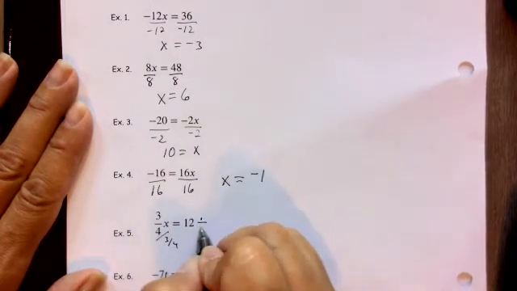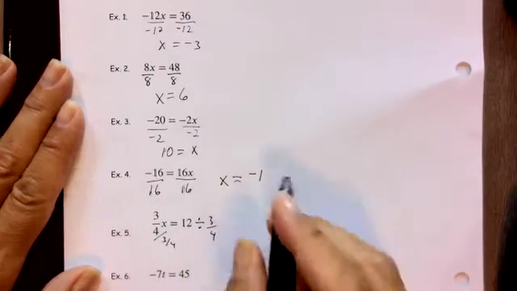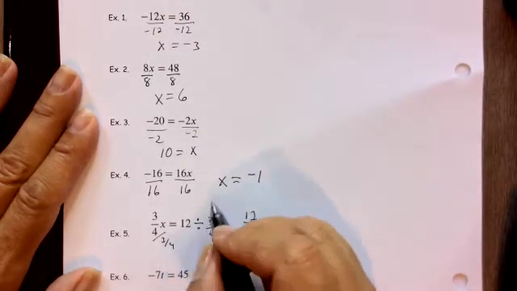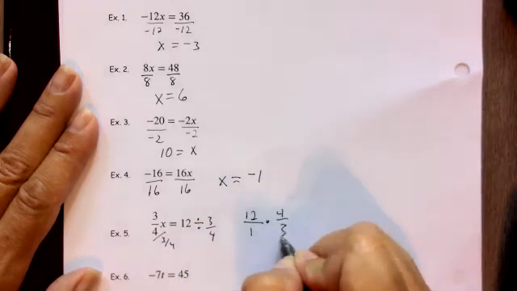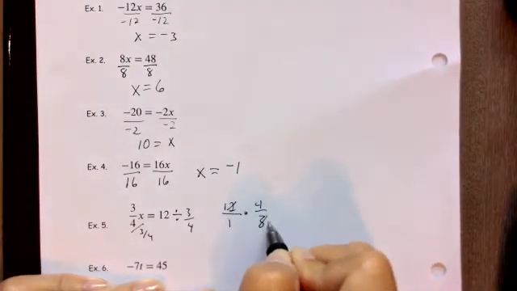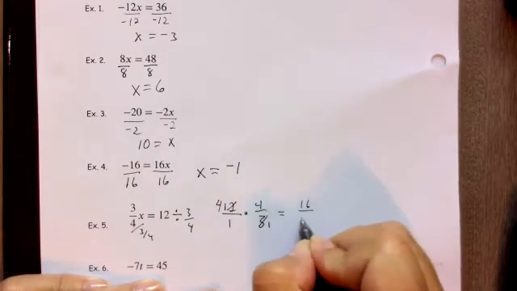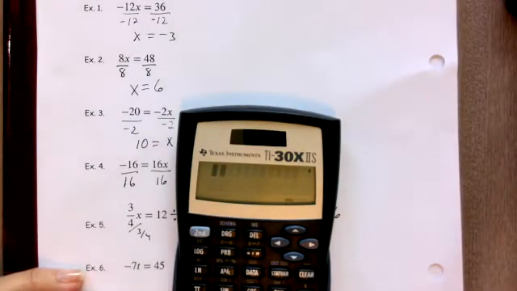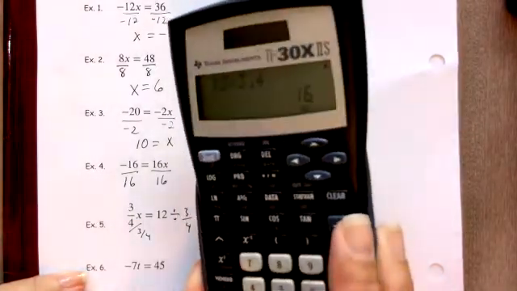Here, I'm going to divide both sides by 3/4. So I wrote it like that here, I wrote it like this over here. If I'm dividing by a fraction, I multiply by the reciprocal. There's 1 3 here, 4 here. 4 times 4 is 16 over 1, which is just 16 wholes. I can also do 12 divided by 3/4 to get the same answer.